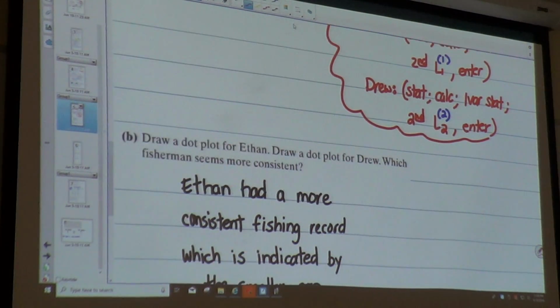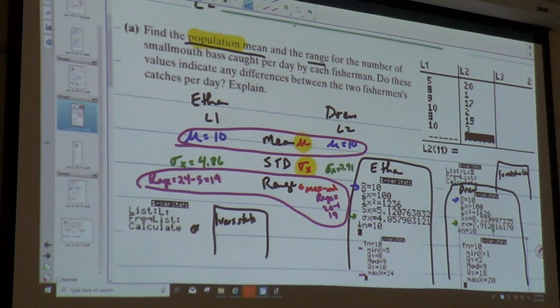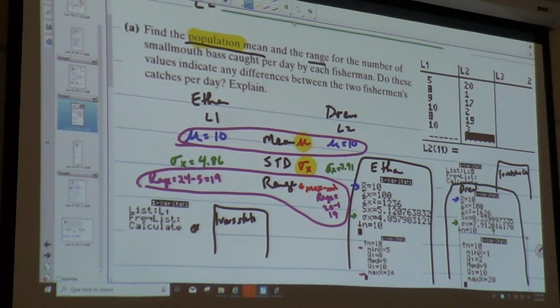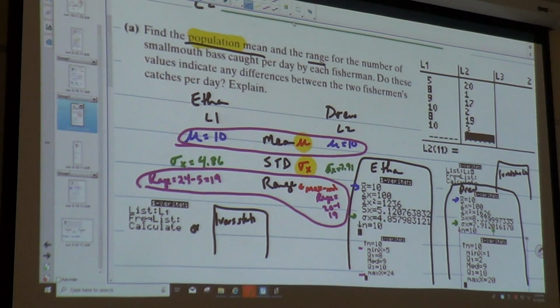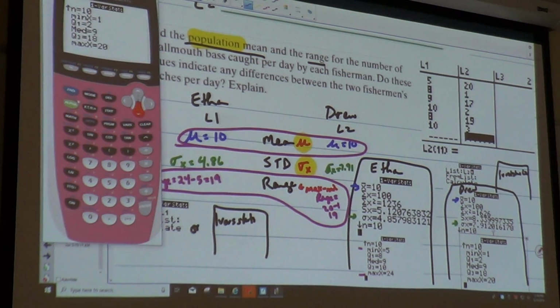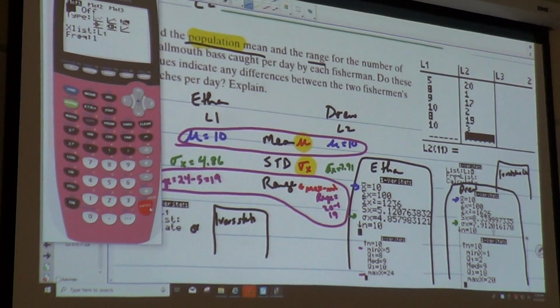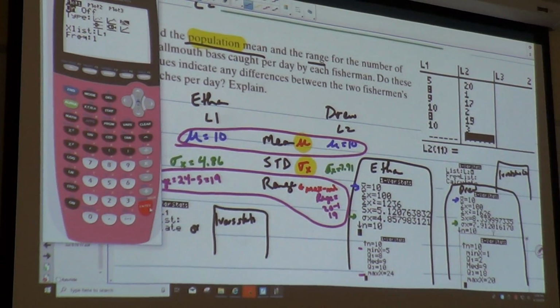Now, it says draw a dot plot. That was part B. Draw a dot plot. How do we draw it on our calculator? Do you remember? We go to second Y. Remember going there last time? And then we hit enter. But if we draw it right now, are we drawing a dot plot? No, we're drawing a histogram.